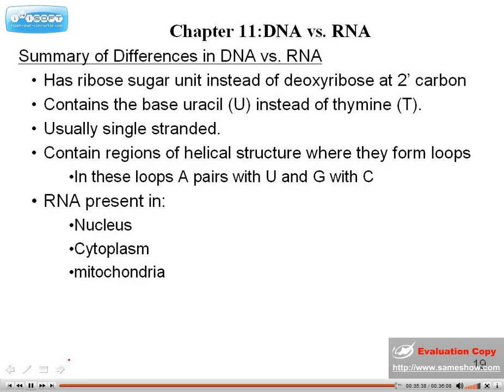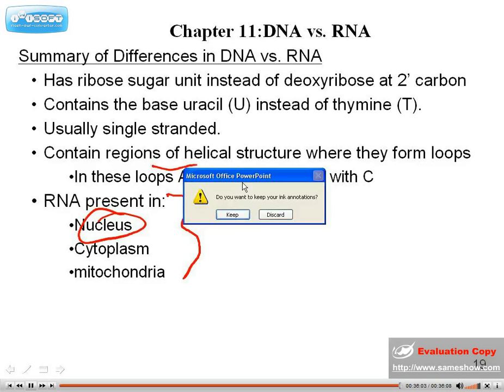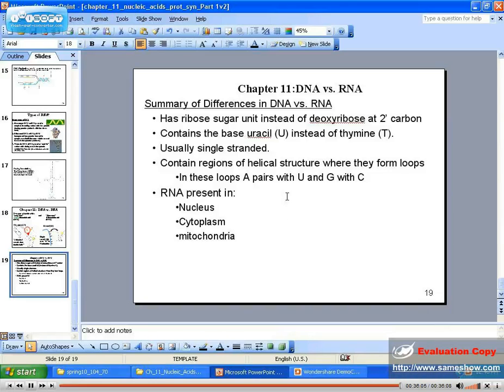So here's a nice summary of what we just talked about. RNA is present in the nucleus, cytoplasm, and mitochondria. DNA obviously is predominantly present only in the nucleus. Let's see, everything else we've talked about, so this will be a good stopping point.